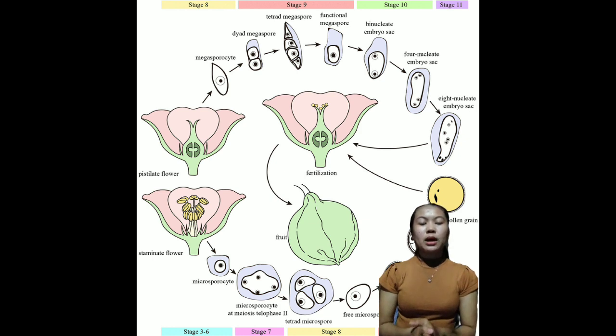Now, let's talk about female gamete formation. The formation of female gametes takes place inside the ovules, and consists of the following steps. First, megasporogenesis, and second, megagametogenesis. Megasporogenesis is the process of formation of megaspores within the megasporangium or ovule.